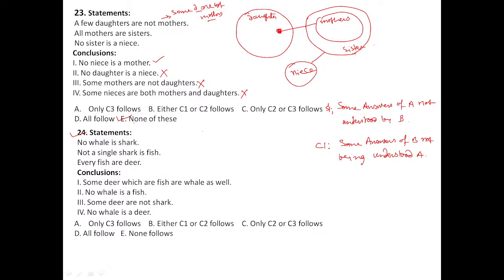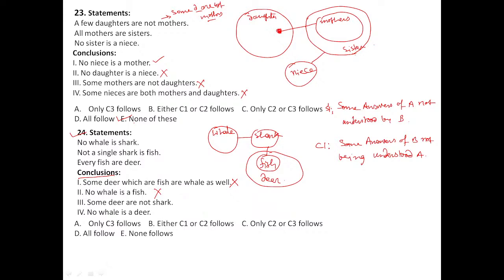No whale is shark. Not a single shark is fish, which also means that no shark is fish. Every fish is deer, meaning all fish are deer. Now check the conclusions. Some deer which are fish are whale as well. No, no whale is fish. Not satisfied.